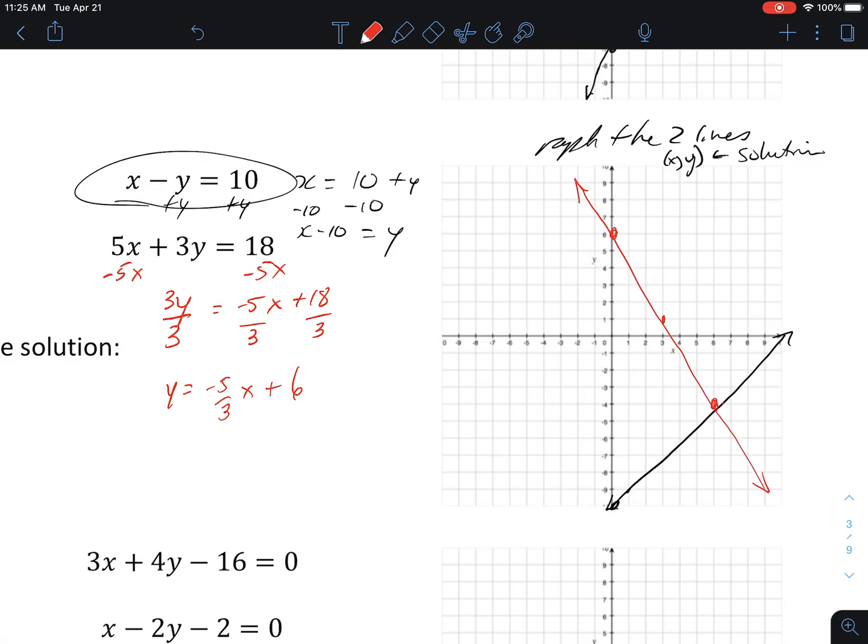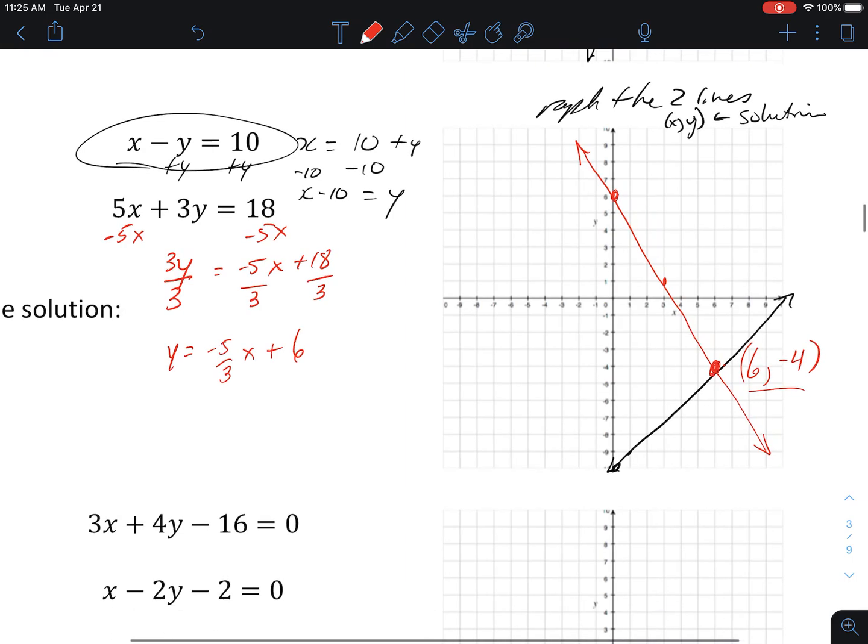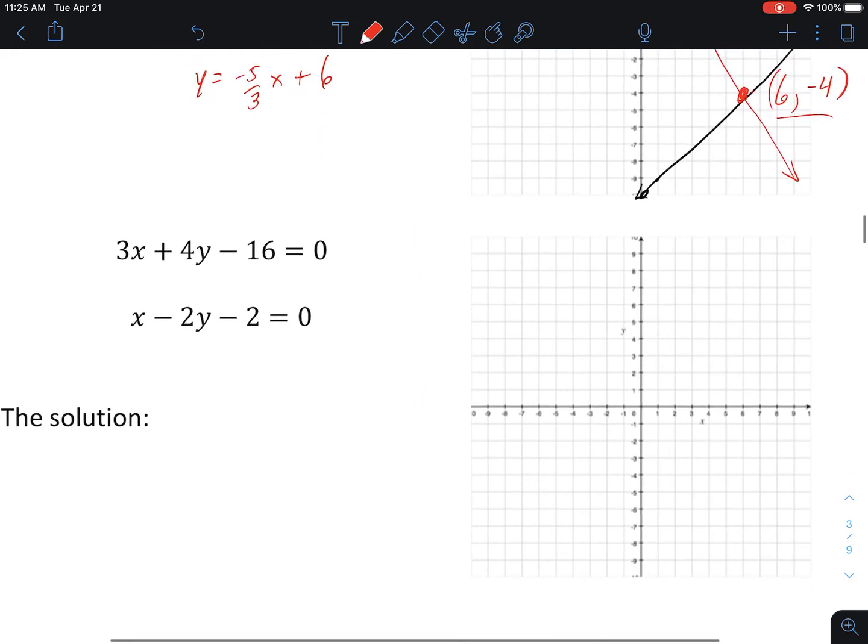And so there's my line. And you can see I should have used a ruler. This black line's slightly off, but there's my solution right there. The coordinates are 6, -4. So I hope you found that as well.